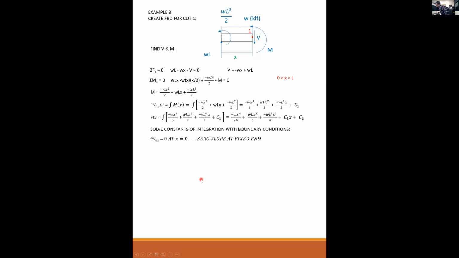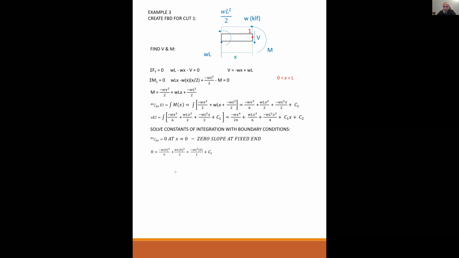So that's basically what I just said. dv dx equals 0 at x equal to 0 because the slope of the beam is always going to be 0 at a fixed condition. So the slope is the moment, right? I'm sorry, is the slope the moment? No. Slope is not the moment.